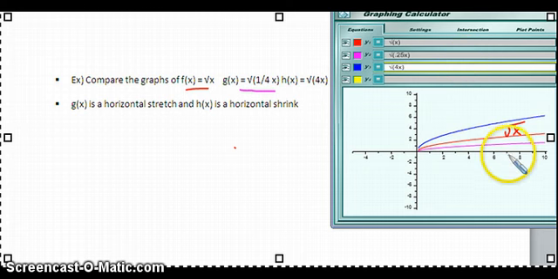The pink graph is the square root of 1/4 x. And the blue graph is the square root of 4x. So again, I invite you to pause the video and draw those 3 graphs.